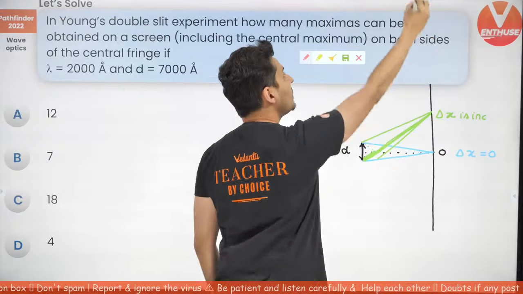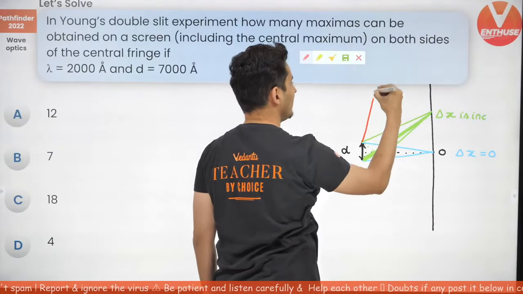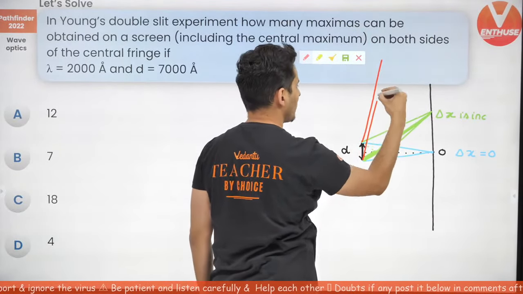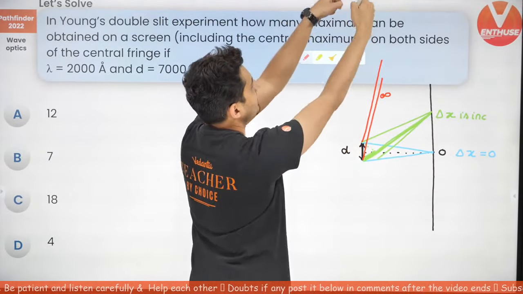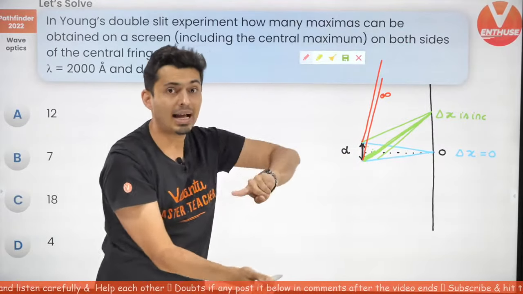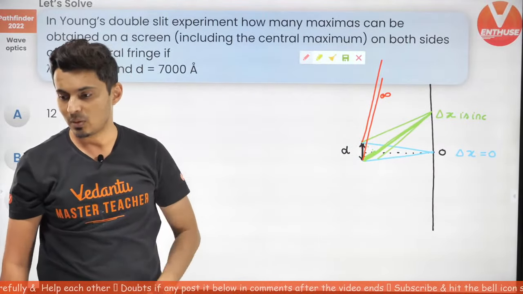Eventually, when you reach infinity, that is when the rays go like this almost. So at infinity, think how much extra distance does the other ray have to travel as compared to the other ray? Think about it.